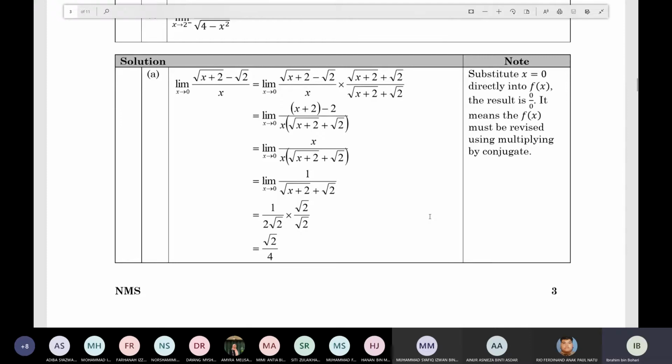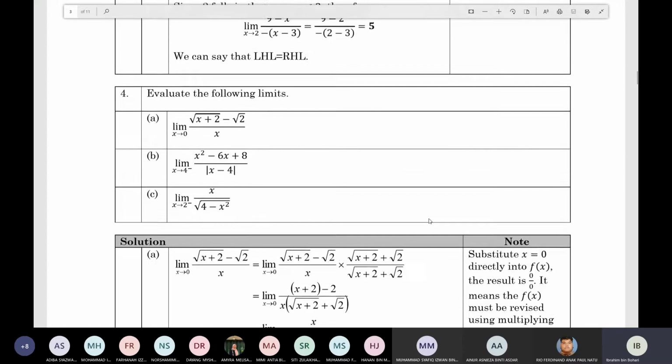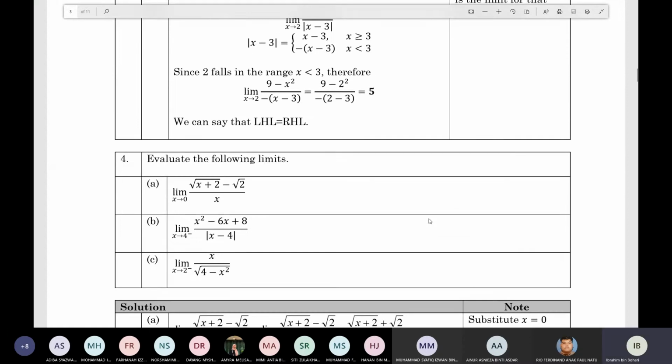LU7, limits and continuity. Question 4, 1, 2, 3 depan ni. Sebelum tu saya nak maklumkan, minggu depan you all ada PSS2, LU5 and LU6, 10% you all punya carry marks. Jadi ready ya minggu depan, hari Khamis dan hari Jumaat.